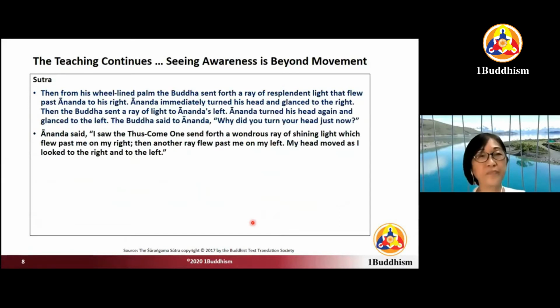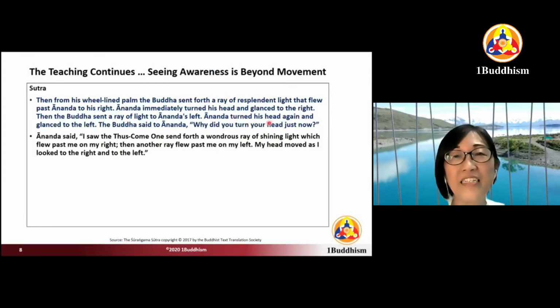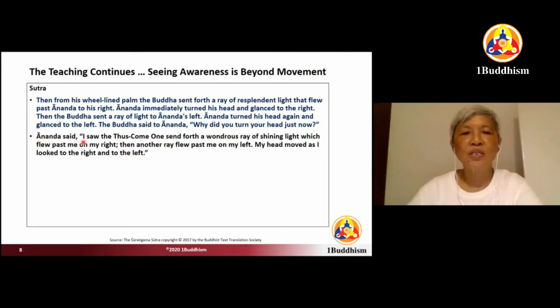Let's continue. Then from his wheel-lined palm, the Buddha sent forth a ray of resplendent light that flew past Ananda to his right. Ananda immediately turned his head and glanced to the right. Then the Buddha sent a ray of light to Ananda's left. Ananda turned his head again and glanced to the left. The Buddha said to Ananda, "Why did you turn your head just now?" And Ananda said, "I saw the Thus Come One send forth a wondrous ray of shining light, which flew past me on my right. Then another ray flew past me on my left. My head moved as I looked to the right and to the left."